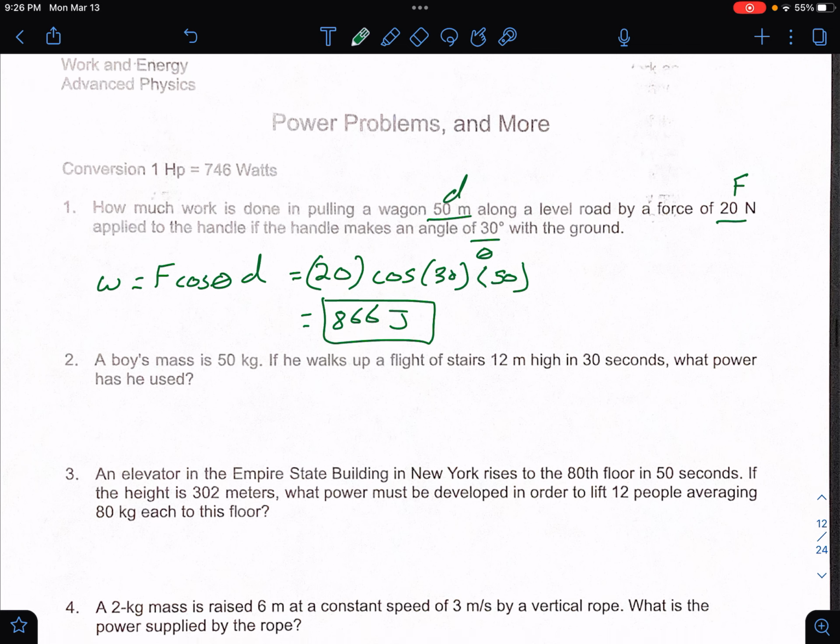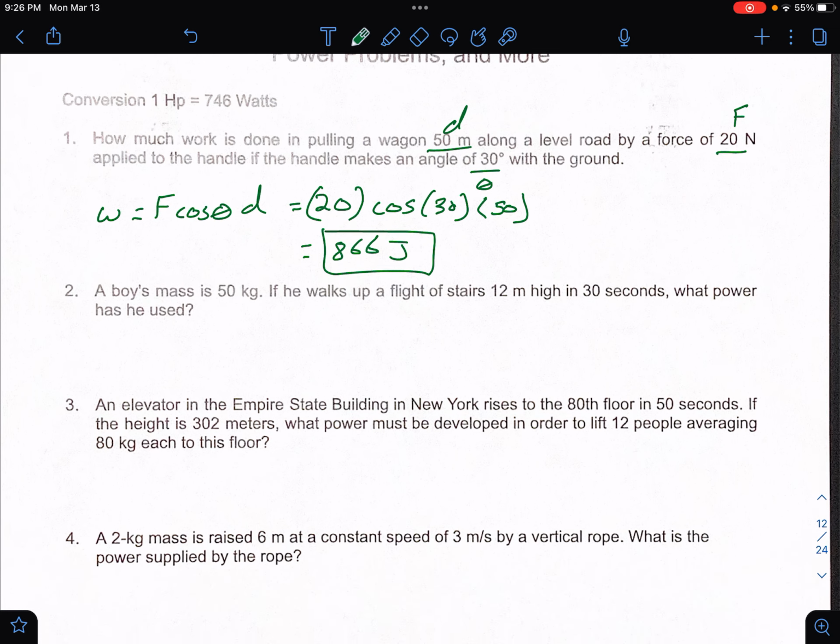Okay, so number 2: a boy's mass is 50 kilograms. If he walks up a flight of stairs 12 meters high, so he is walking up. Okay, when you're going upstairs, gravity is going against you. It is pulling you down. So mass does matter in this case. So he walked up a flight of stairs 12 meters high in 30 seconds. What power has he used?